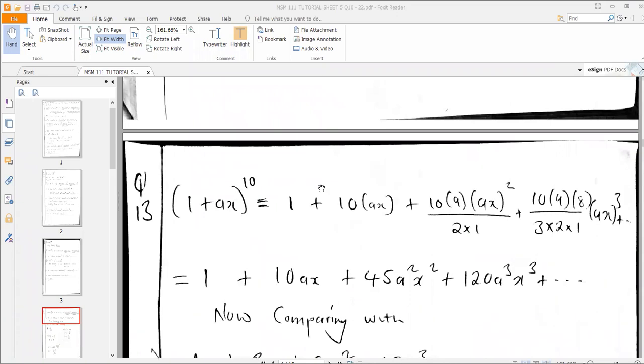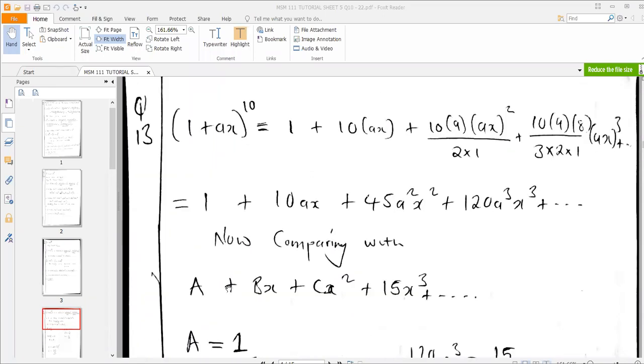So we've been told, for question 13, sorry, to expand this in ascending powers of x, and also to find the values of a, b, c. The first thing that you do when you've been given such an expansion is to use the binomial theorem.